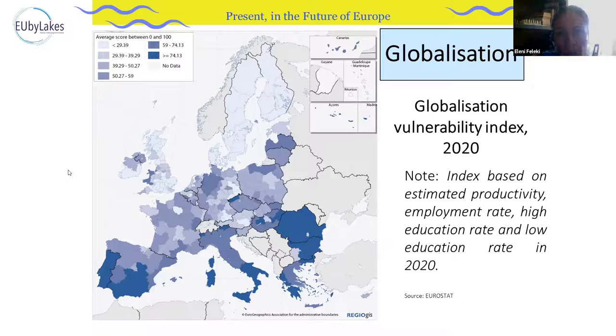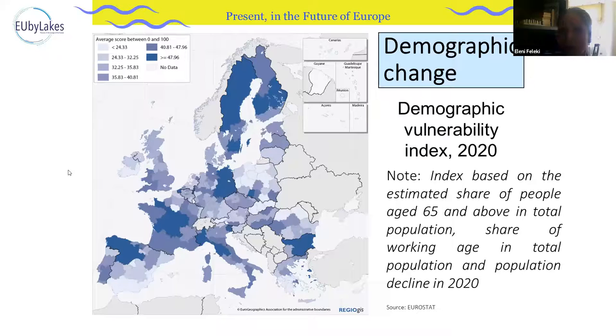Moving on to the next slide, it is about demographic change. This is another indication. Again, you can see, just take a look at the range of different colors around the regions of Europe, to see that we really face different challenges. So this is another index, another indicator composed by sub-indicators, sub-numbers, let's say. Based on the estimated share of people aged 65 and above in the total population, the share of people aged 4 to 8 in the total population, and population decline in 2020. So this is an index that shows the demographic change around the regions of Europe. And we can see again how differently each region in the European Union deals with demographic changes.